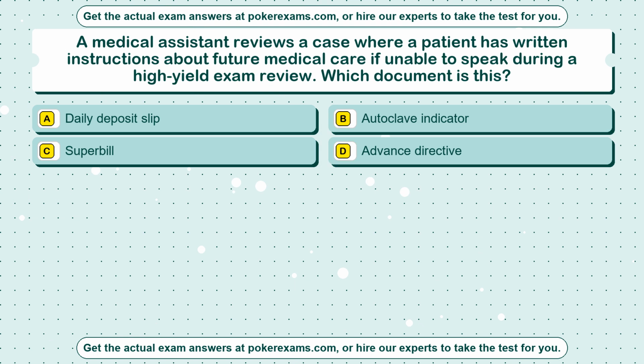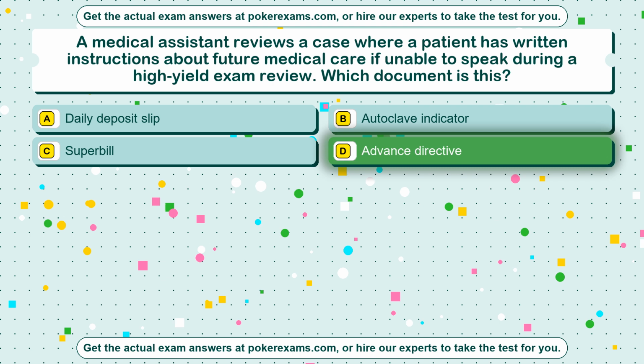Question 95. A medical assistant reviews a case where a patient has written instructions about future medical care if unable to speak during a high-yield exam review. Which document is this? Option A, daily deposit slip. Option B, autoclave indicator. Option C, superbill. Option D, advance directive. The correct answer is option D, advance directive.